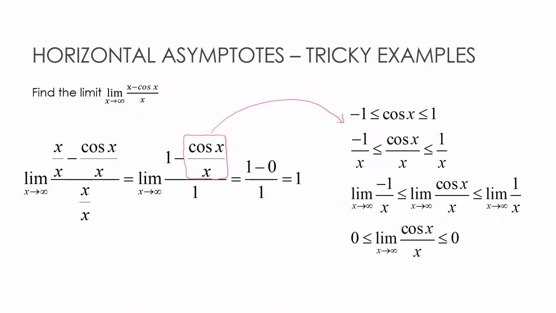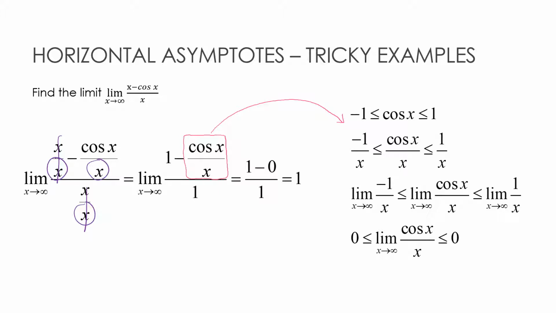One more tricky one, really similar to that. Let's say I'm trying to find the limit of x minus cosine over x as I approach infinity. So I'm still going to use my super cool, fun trick where I take everything divided by x, because this guy now turns into 1, and this guy turns into 1. And then I have cosine of x over x, and I don't know anything about that.